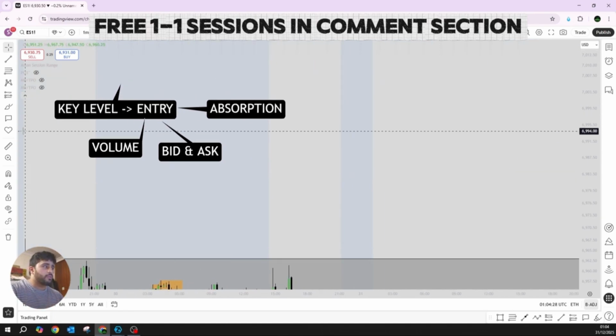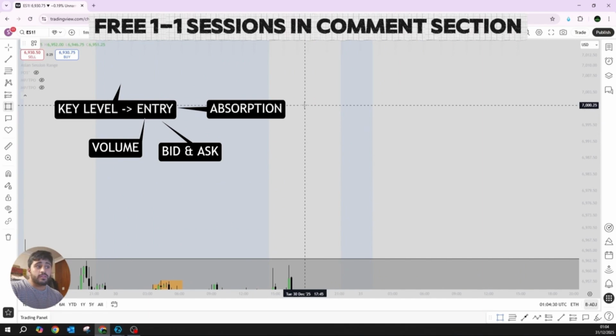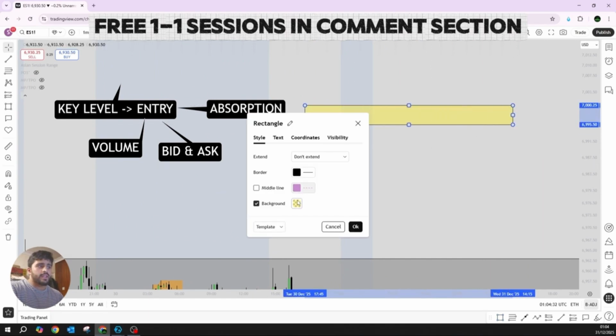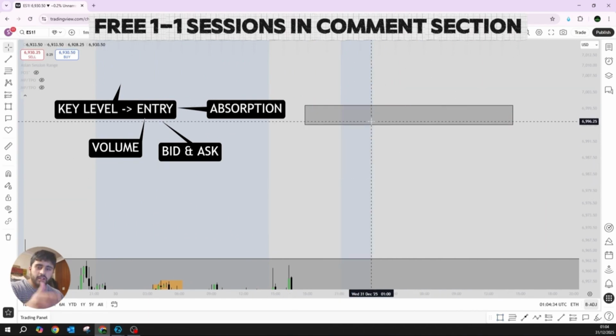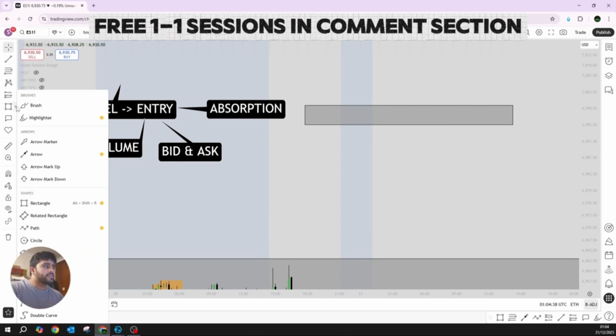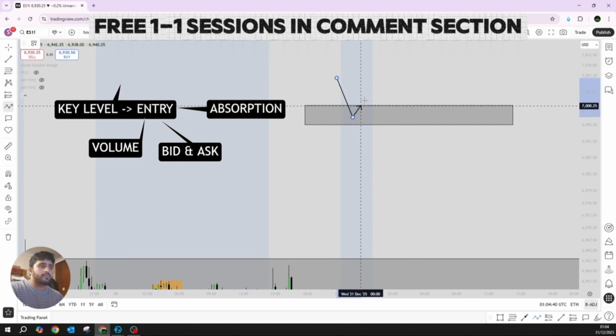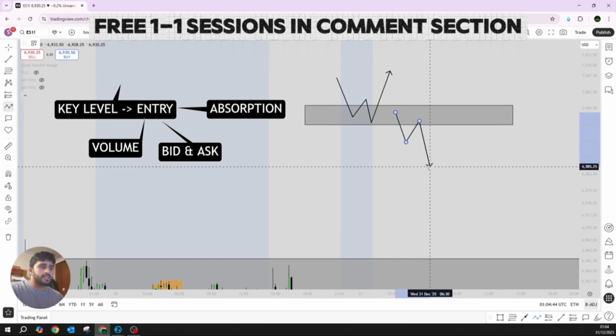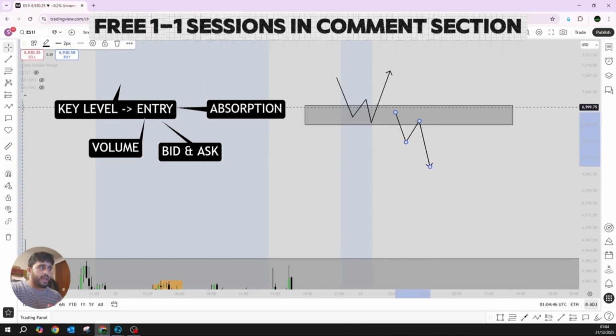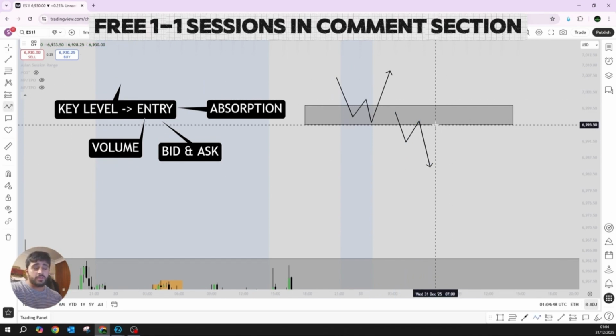Now, simply put, if I were to draw a schematic to demonstrate this, once you have a key level like this, call it a fair value gap, a breaker block, even a support and resistance, however you mark your levels, what happens here, very interestingly, is you can have either a break to the upside or a break to the downside. Now, the third option you can have, and you've probably seen this in the last 1 to 2 weeks, is when you have this price action here.